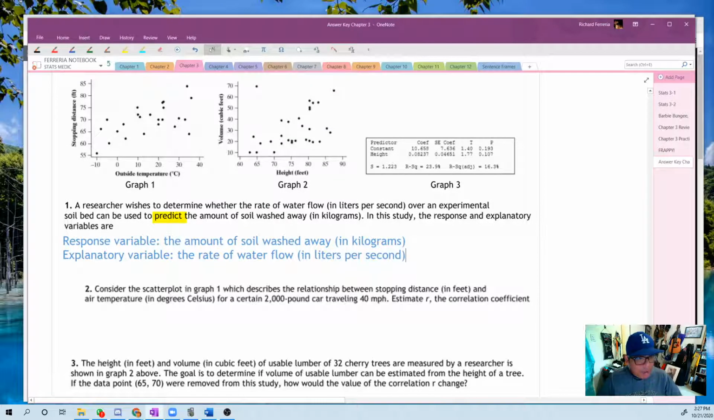Consider the scatter plot in graph 1, which describes a relationship between stopping distance and air temperature for a certain 2,000-pound car traveling at 40 miles an hour. Estimate R, the correlation coefficient. It's important to know that with this question, there is no right answer. There's just a range of values which could be correct. Now, I'm going to zoom in here on graph 1.